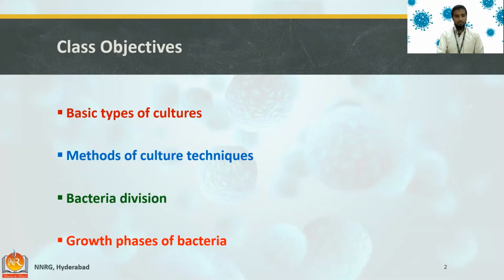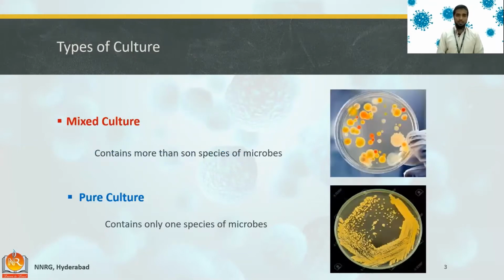Okay. Beginning with the basic types of culture, as I just said, there are two types of culture. First is mixed culture, and the next is pure culture. What is mixed culture? Mixed culture contains different types of bacteria within them. When a culture media is taken and a mixed culture is inoculated into the culture media and incubated, after 48 hours, we'll be able to see different colonies.